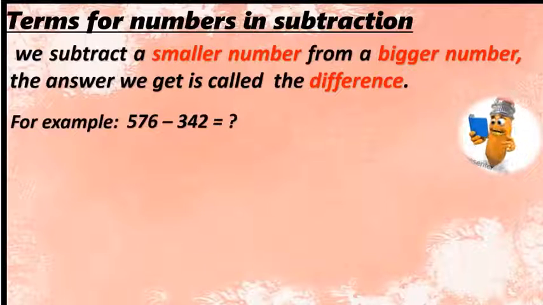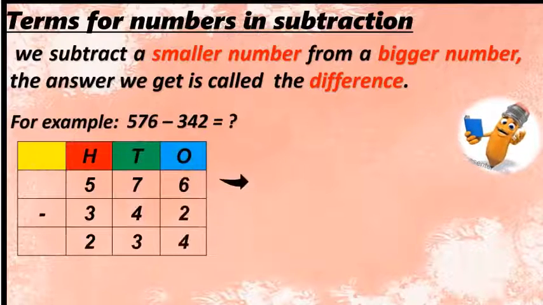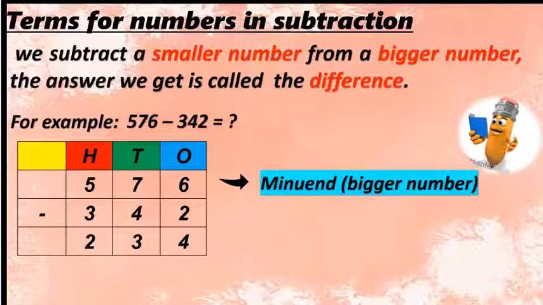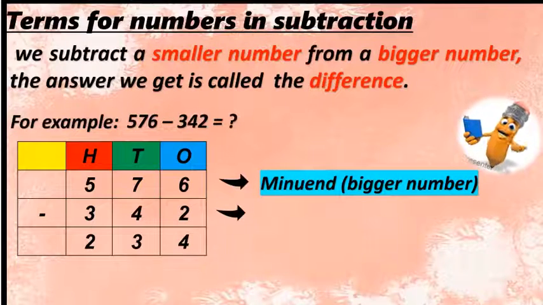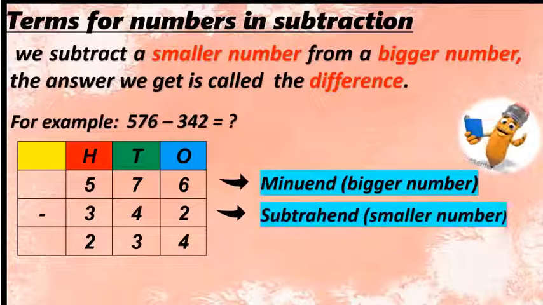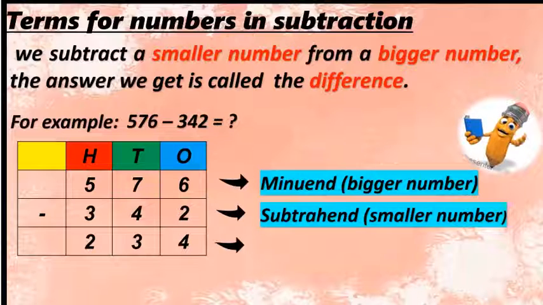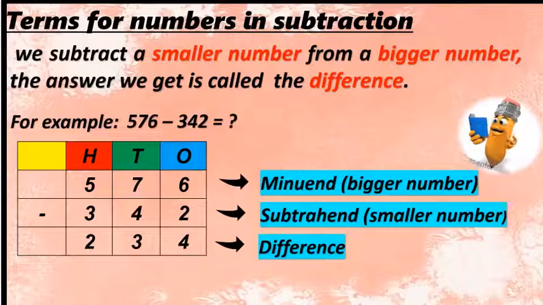Here, 576 is the bigger number, which is called as minuend, and we spell it as minuend. And the number to be subtracted from the minuend is called subtrahend. That is SUBTRAHEND. Children, after subtracting the smaller number from the bigger number, what we get, children? We learn to find the difference between two numbers.